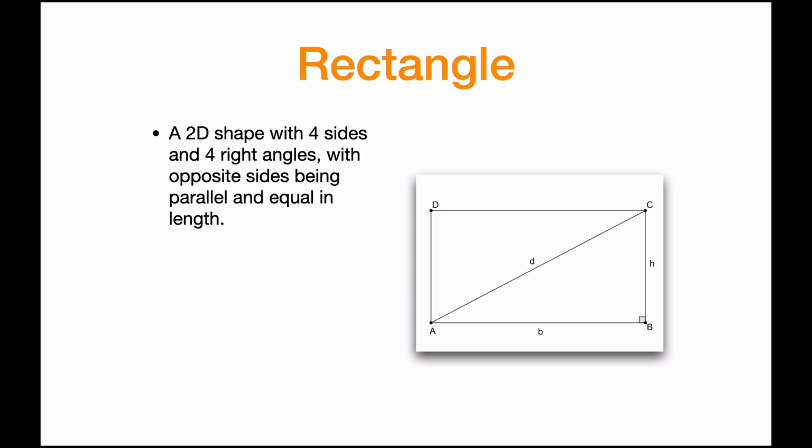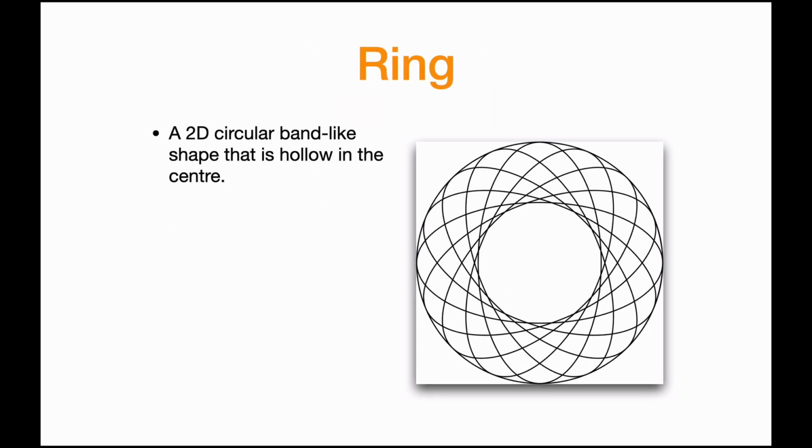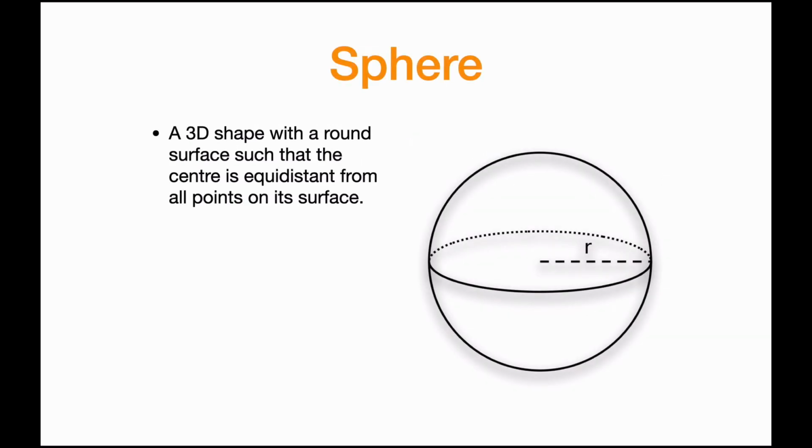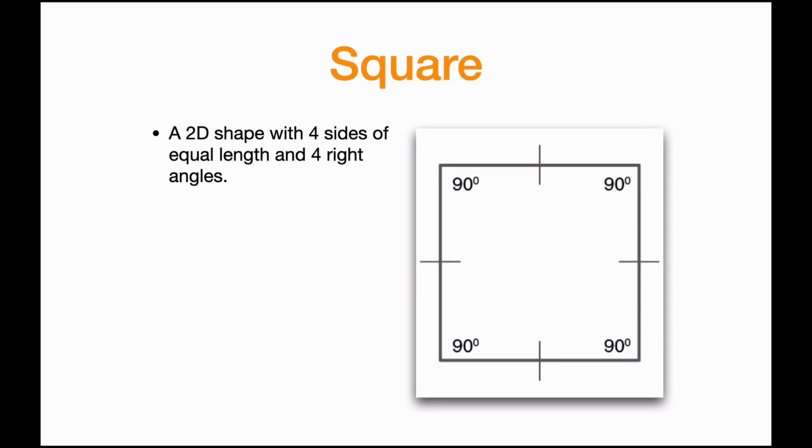Rectangle. A 2D shape with 4 sides and 4 right angles, with opposite sides being parallel and equal in length. Ring. A 2D circular band-like shape that is hollow in the center. Sphere. A 3D shape with a round surface such that the center is equidistant from all points on its surface. Square. A 2D shape with 4 sides of equal length and 4 right angles.